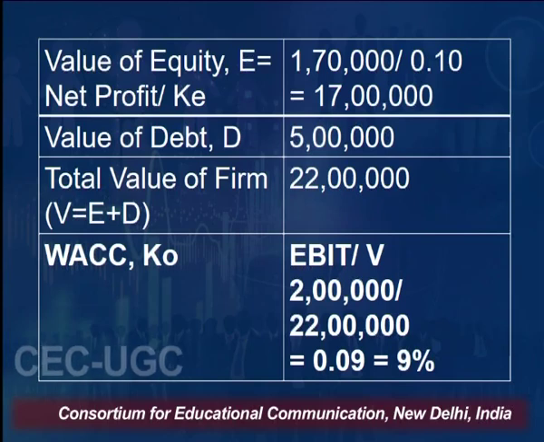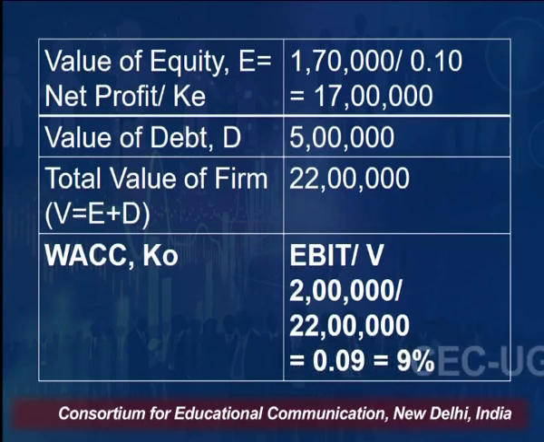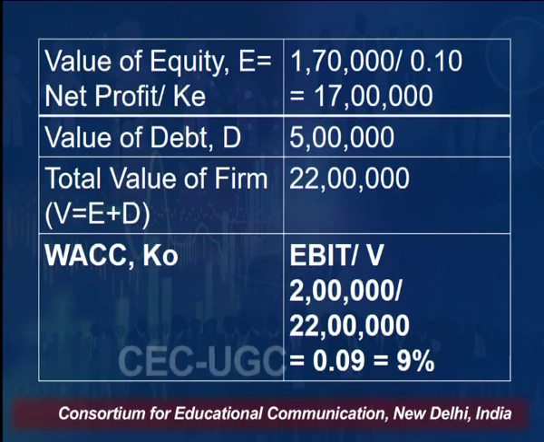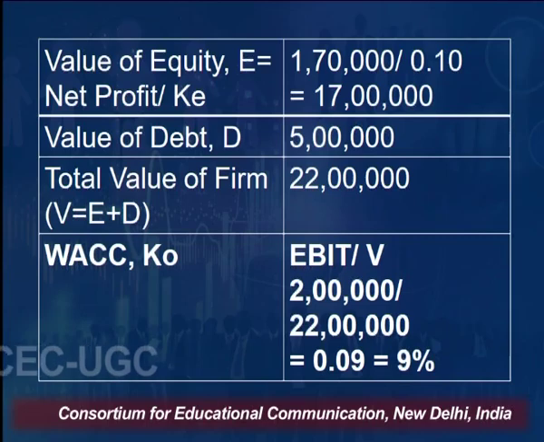The second part asks for WACC, that is overall cost of capital. For this, we have an equation wherein EBIT has to be divided by value of firm. Our EBIT, which is already given in the question, is rupees 2 lakh. It has to be divided by 22 lakh, which is the overall value of the firm. So, 2 lakh divided by 22 lakh will give us 0.09, that is 9%. So, this is the answer of the second part of our question, which asks for WACC. So, this is how we can calculate the value of the firm and WACC or overall cost of capital under net income approach.